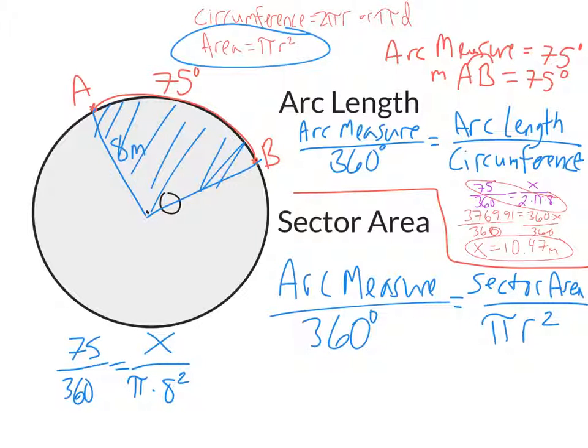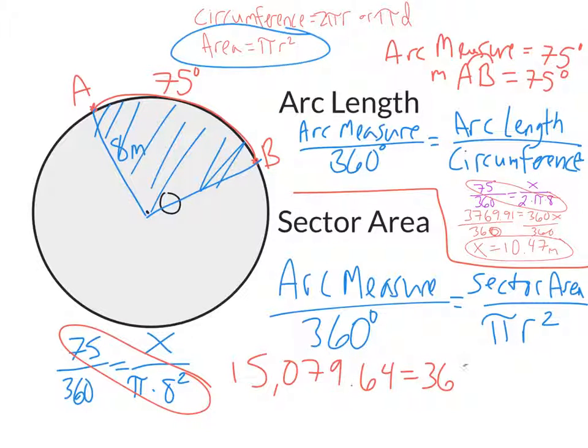So let's get out our handy dandy calculators. We can just go ahead and get decimal answers. So I've got 64 times 75 times pi if I'm cross multiplying. Cross multiply those, and that gives me 15,079.64. I'm just leaving this in my calculator, not rounding or anything like that. And now I can divide by 360 like I did the last time to solve for x.